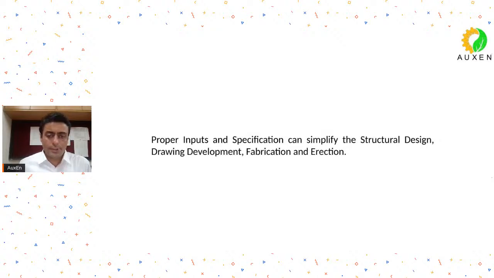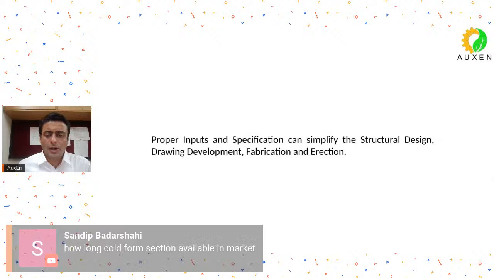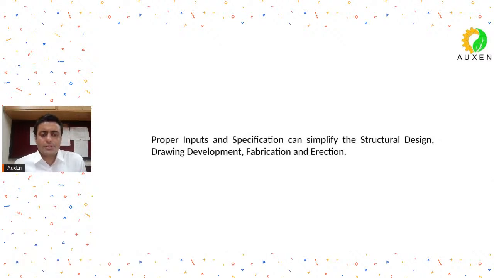Good. So I hope this was an important and interesting discussion. Okay, good. How long are cold form sections available in the market? It depends on the section size. You can have it around 6 meters, 8 meters. It also depends on the transportation arrangement. Generally, this has to be transported using trailers. Up to 12 meters, if you have long sections, you can have them. Generally, it would be around 6 meters.